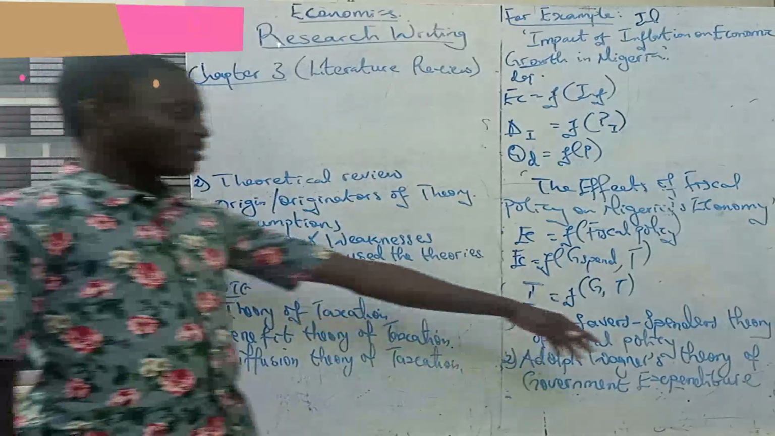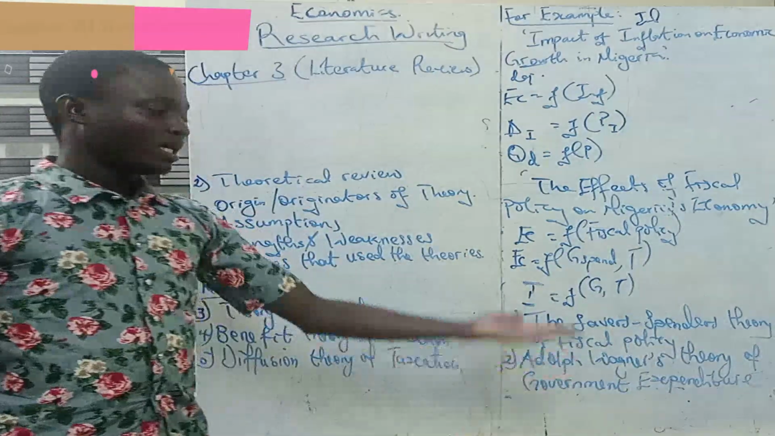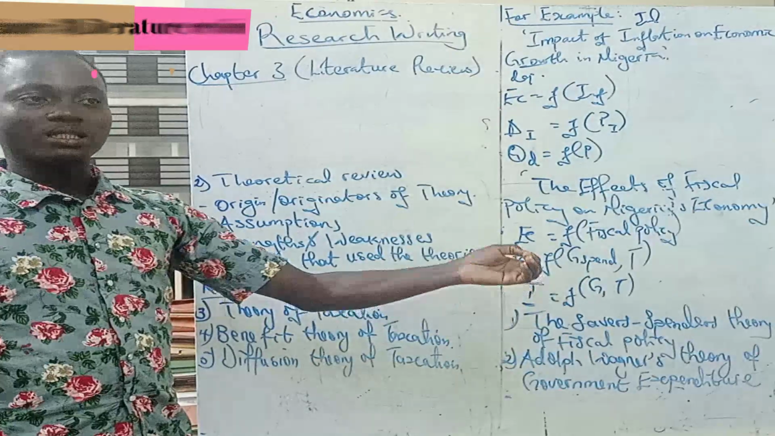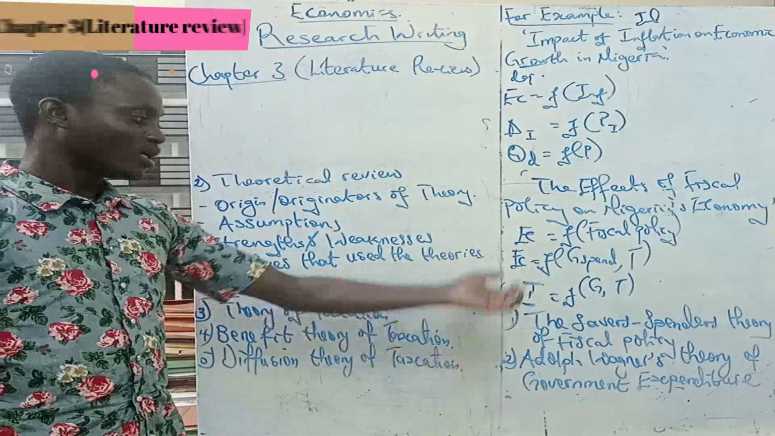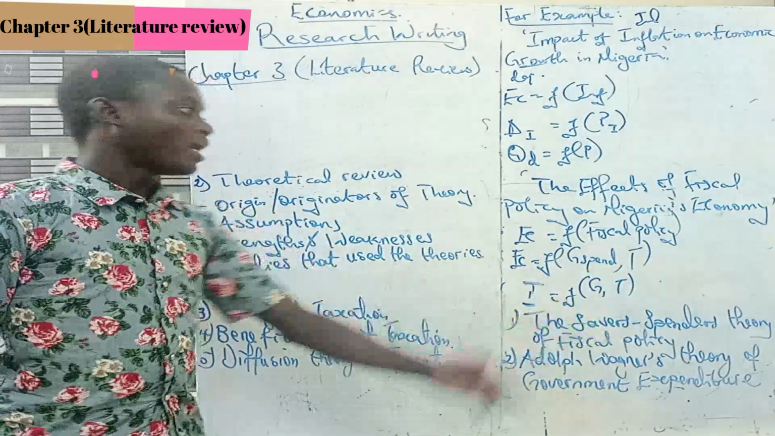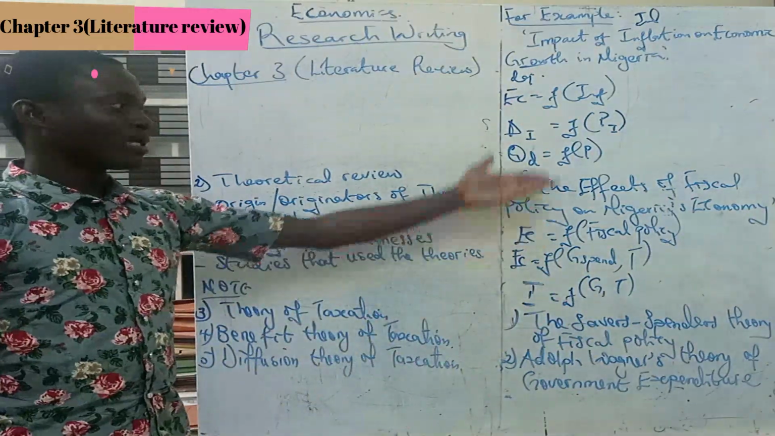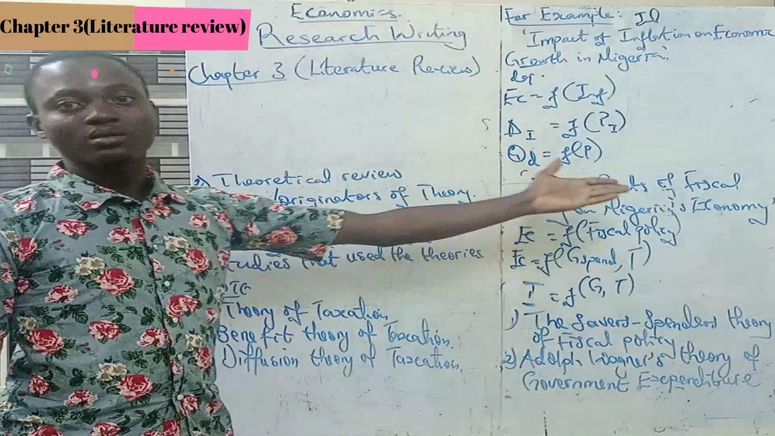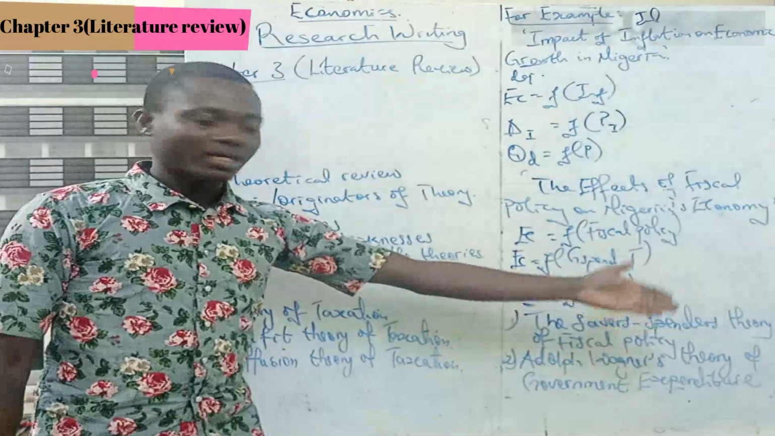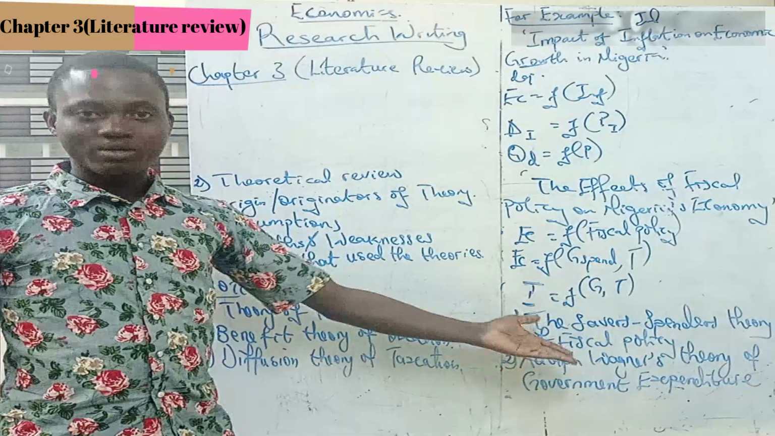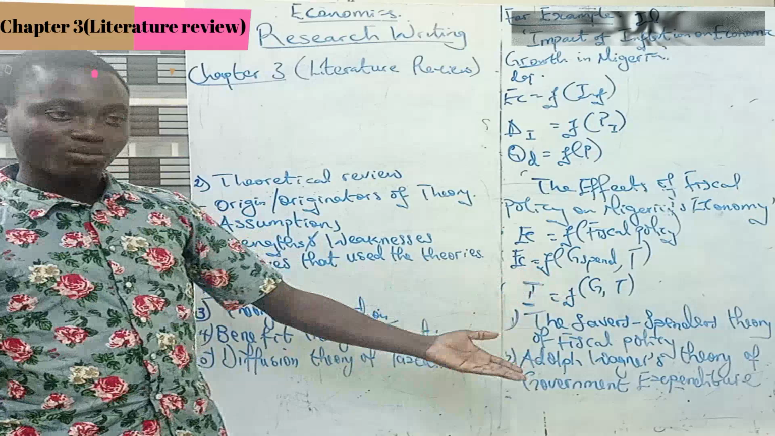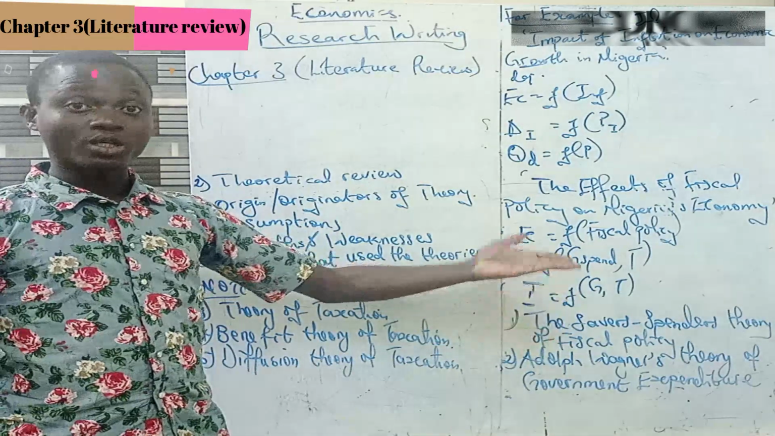Now, the saver-spenders theory of fiscal policy is talking about how fiscal policy is a function of savings and spendings. And the person's work is talking about how fiscal policy is affecting Nigeria's economy. But what is there is how saving and spending is affecting fiscal policy. The person is already deviating. It's already making the dependent variable the independent variable, which makes this theory useless.